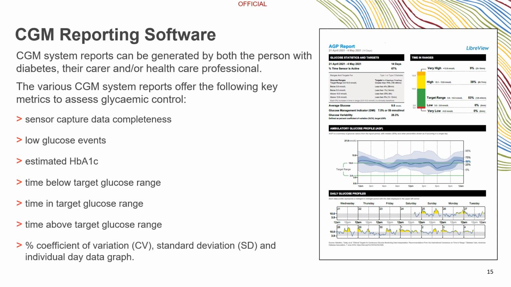In addition to the real-time interstitial glucose result and trend arrows, the CGM systems are also able to generate significant data by way of reporting. The various CGM system reports, whilst not standardised, offer the following key metrics to assess glycemic control: sensor capture data completeness, low glucose events, estimated HbA1c, percentage of time below glucose target range, in target glucose range and above target glucose range, coefficient of variation, standard deviation, and individual day data graphs.